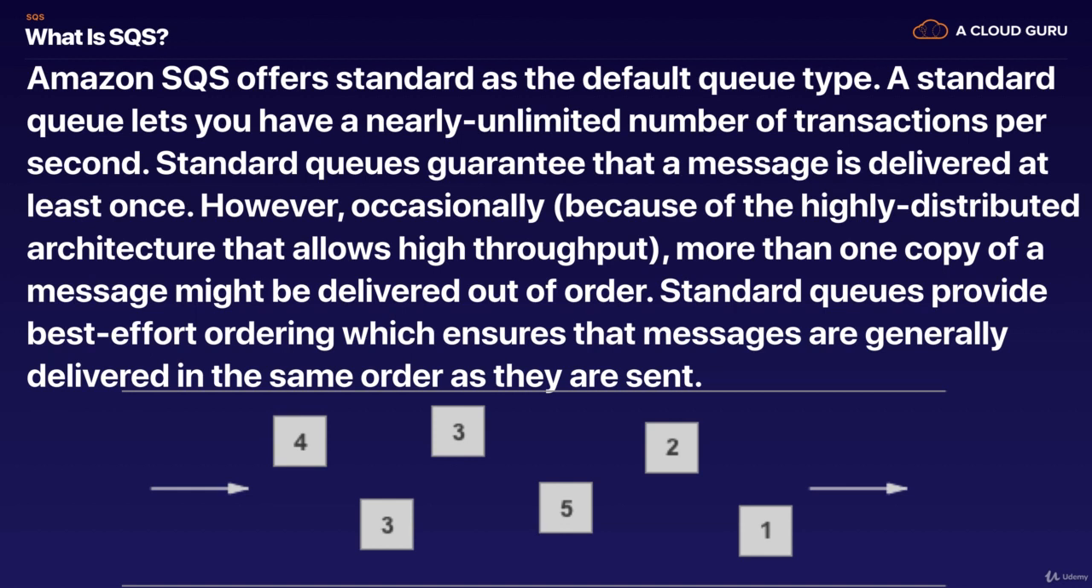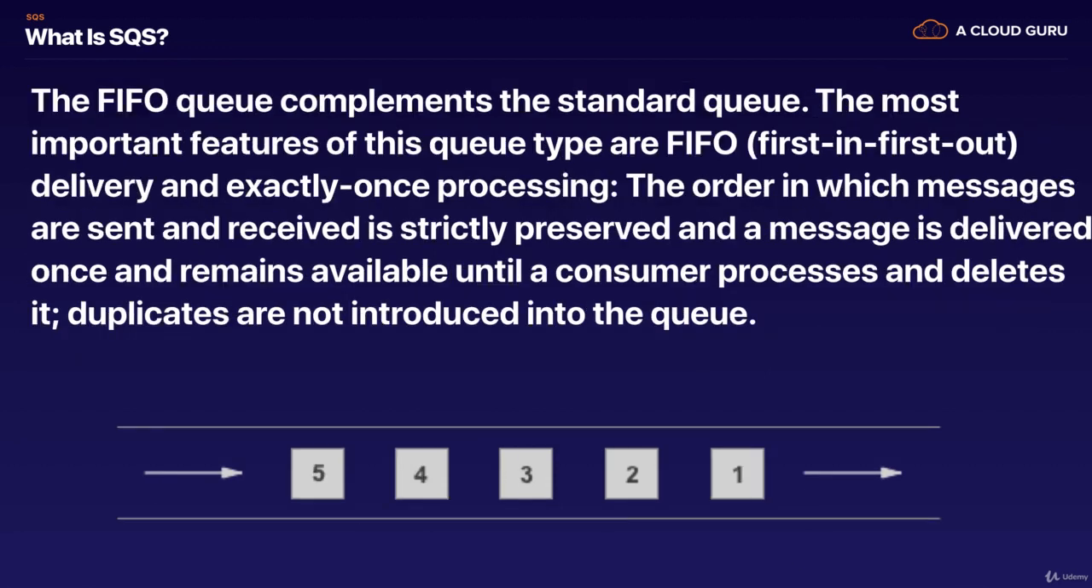However, occasionally, because of the highly distributed architecture that allows high throughput, more than one copy of a message might be delivered out of order. Standard queues provide best effort ordering, which ensures that the messages are generally delivered in the same order that they are sent. So it's generally in the same order that they're sent, but there's no promises. And remember that messages can be delivered more than once.